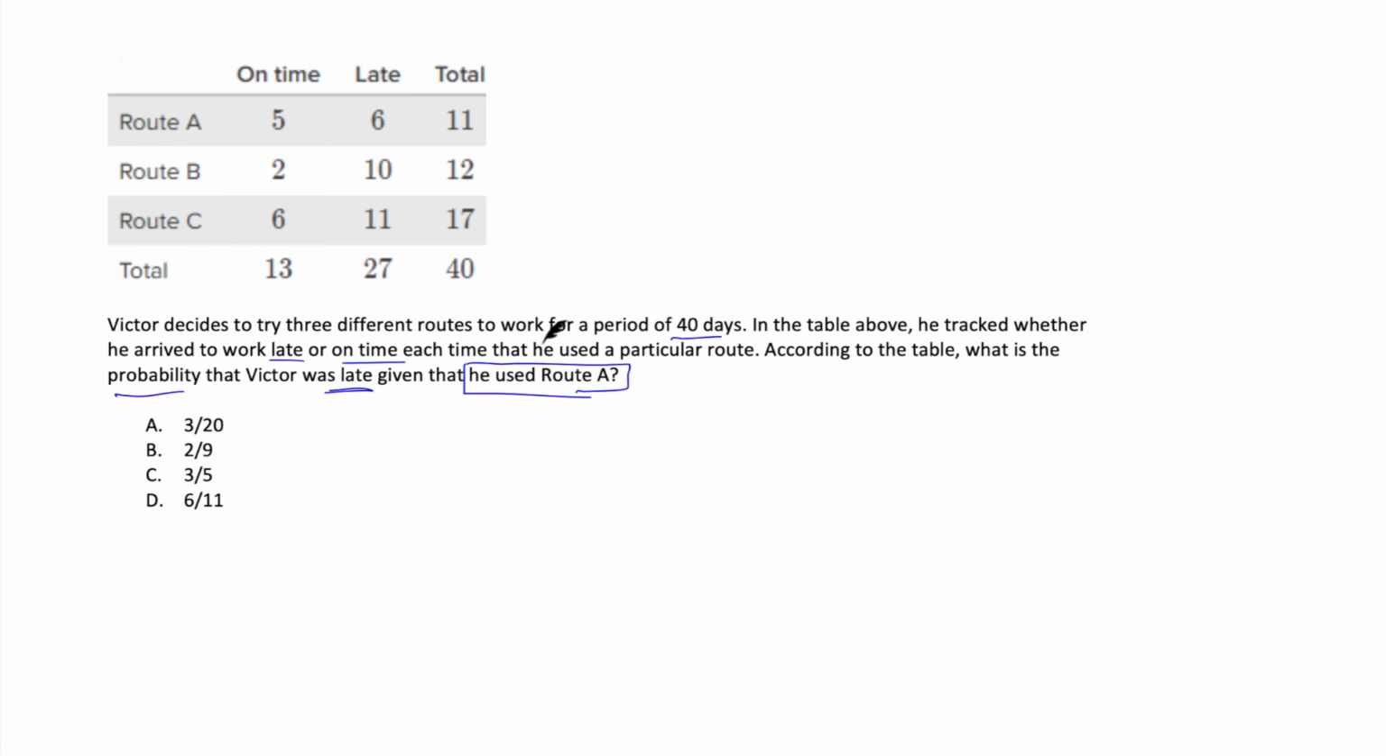So let's do the same exercise that we have been doing earlier. Victor was late. This is the column that we are looking at. But the more important information is he used route A. This gives you the total. Remember, total is very important. The question will tell you which total to use. So our answer is basically 6 over 11 and not 6 over 27. Just be careful with that. So that leaves us with option choice D.